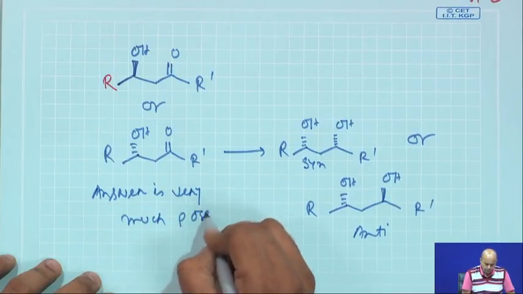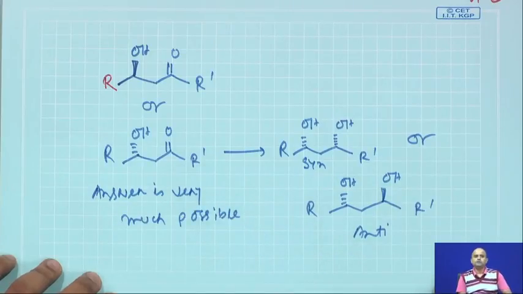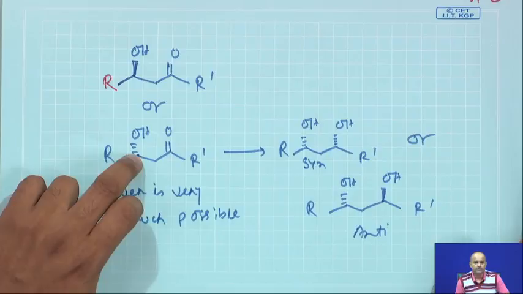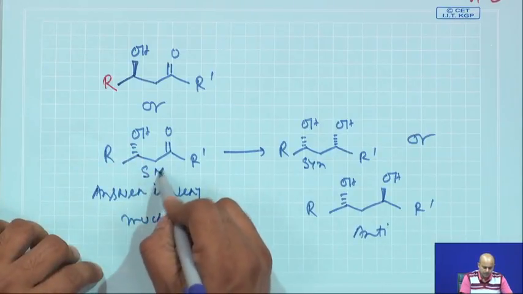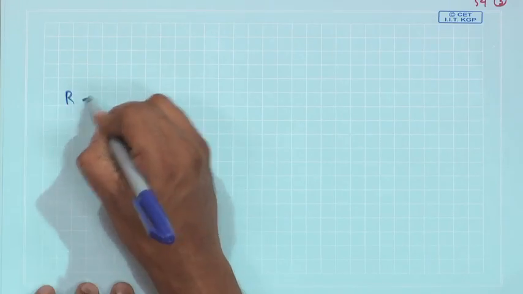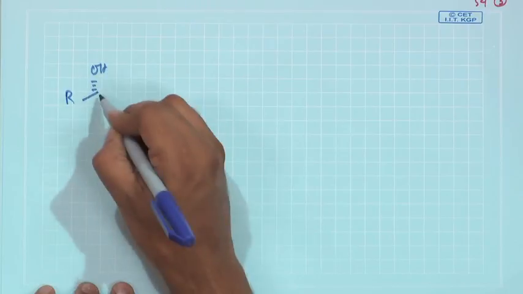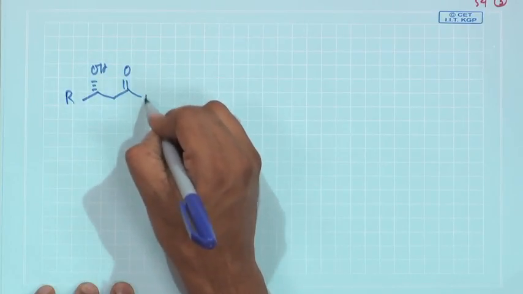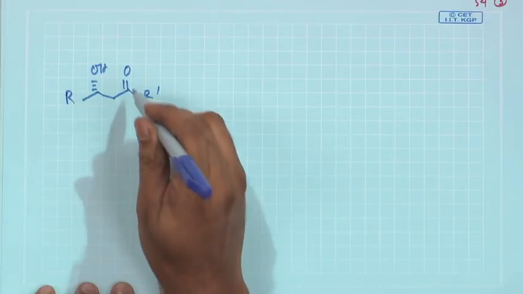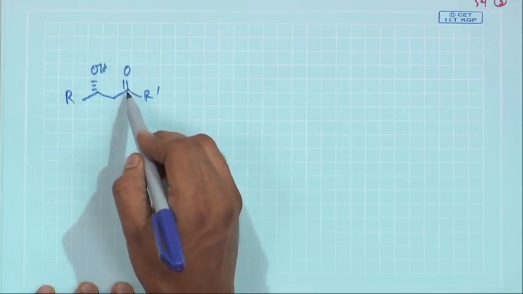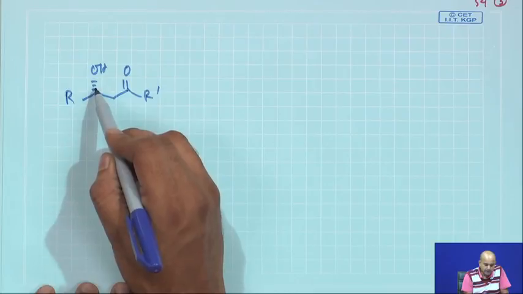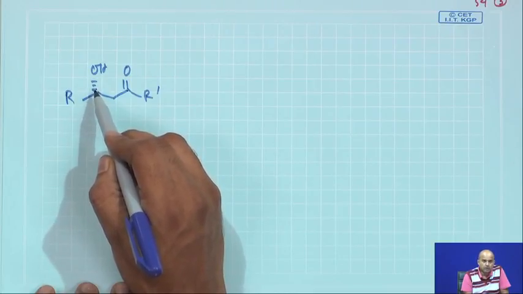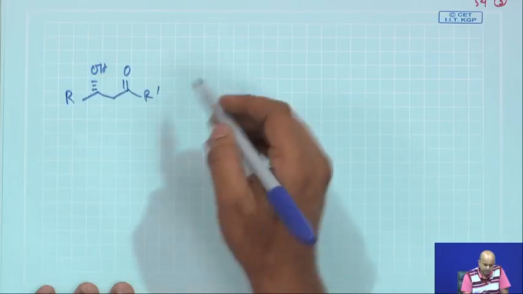You have to take care of the initial configuration of this starting material. Now I will explain this scenario, and this is an example of a 1,3 induction. The starting material we now write, you are basically trying to reduce this carbonyl. This carbonyl is 1, 2, 3. The existing stereocenter is 2 carbons away, so it is a 1,3 induction.